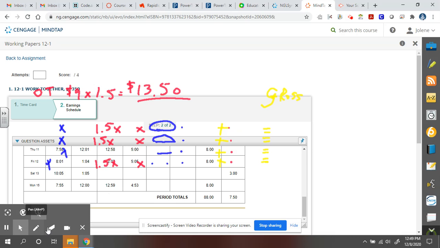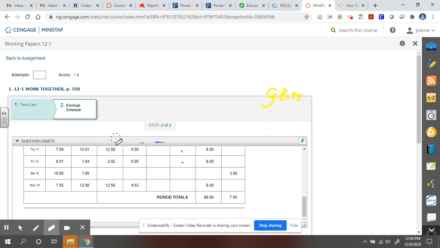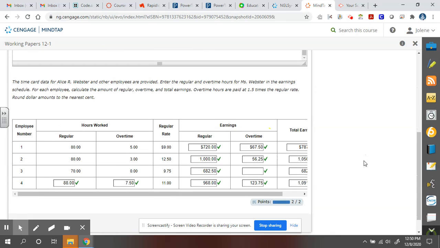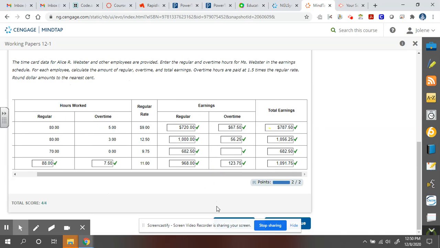Oh, I got to erase all this drawing stuff. Erase all my drawing. Okay. And we go down here. And look, we got check, check, checks. So they liked what we did. Okay. So that's how you do the time cards.